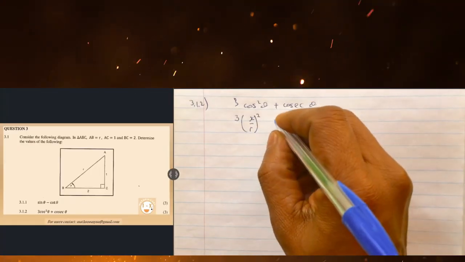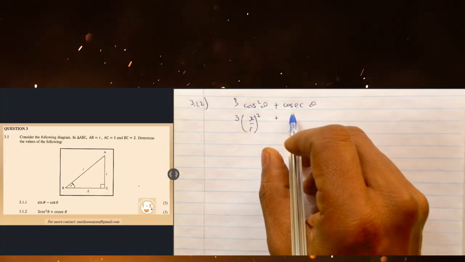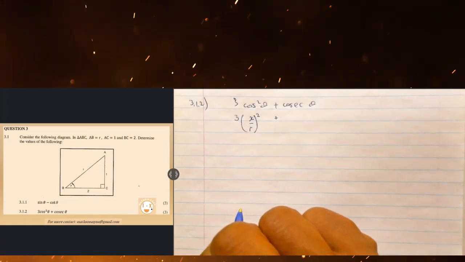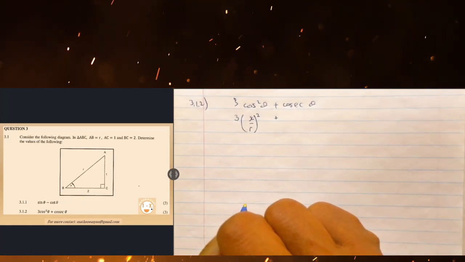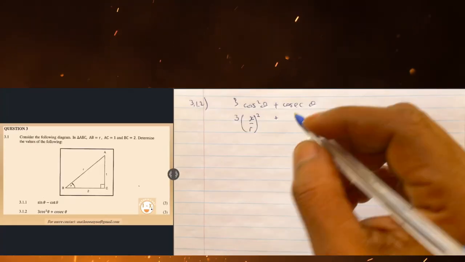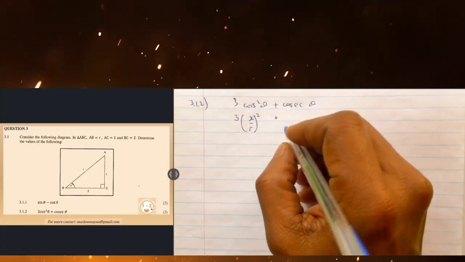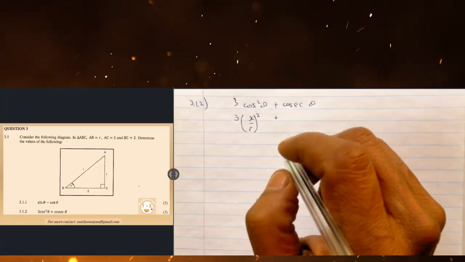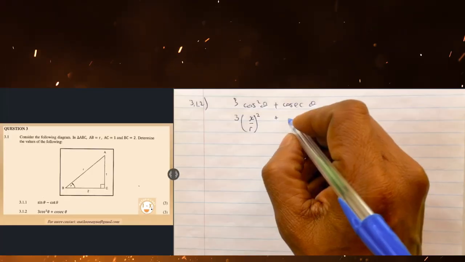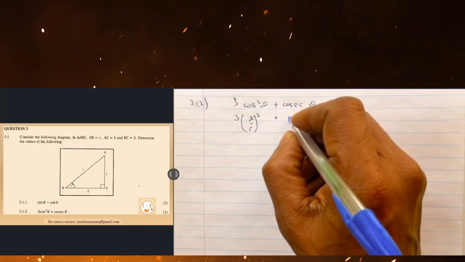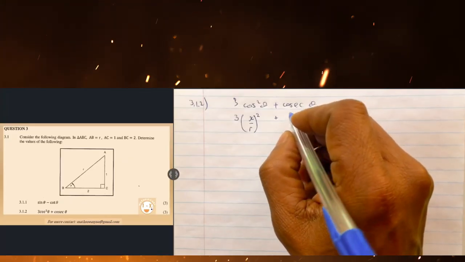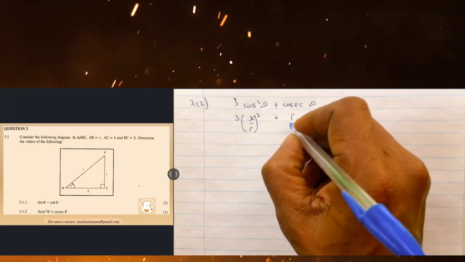Then this one, if you are sharp like that, you know that it's associated to sine. Yes, it is associated to sine, isn't it? And then we know that sine is opposite over hypotenuse. So I'm going to use opposite, which is y over r, but we are doing the reciprocal, so it will be r over y.